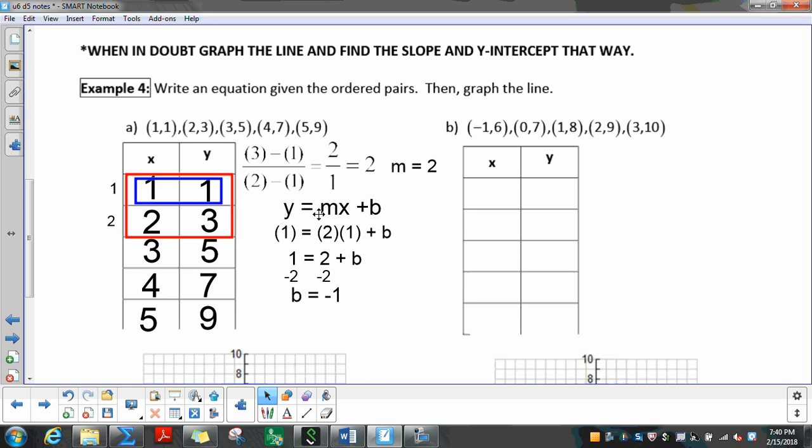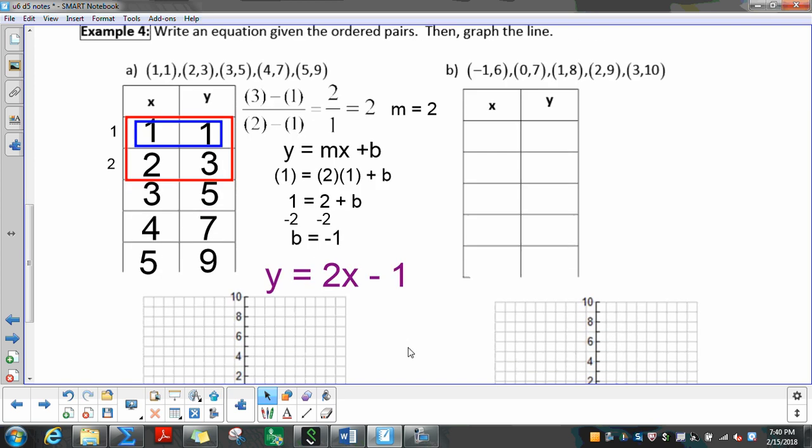So it's going to be y equals whatever m was, which we found was 2, x, plus your b, which we got was negative 1. So instead of saying plus negative 1, I just wrote minus 1. Okay? Adding a negative is the same thing as subtracting. If you're not comfortable with it, if you just put plus negative 1, it's perfectly fine. It means the same thing.